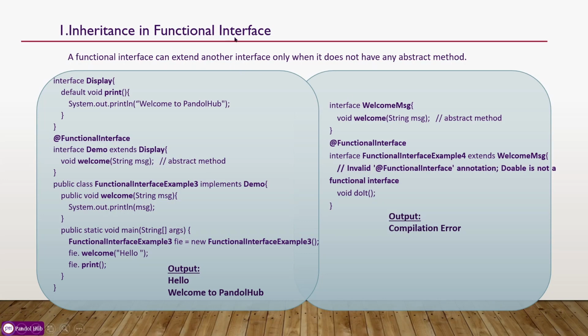Now, inheritance and functional interfaces. How does inheritance work with functional interfaces? A functional interface can extend another interface only when that interface does not have any abstract method. Why do I say that? If a functional interface extends another interface that also contains an abstract method, then the functional interface will end up with two abstract methods.